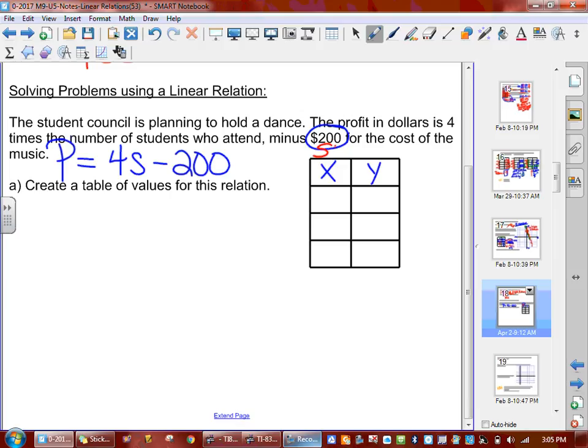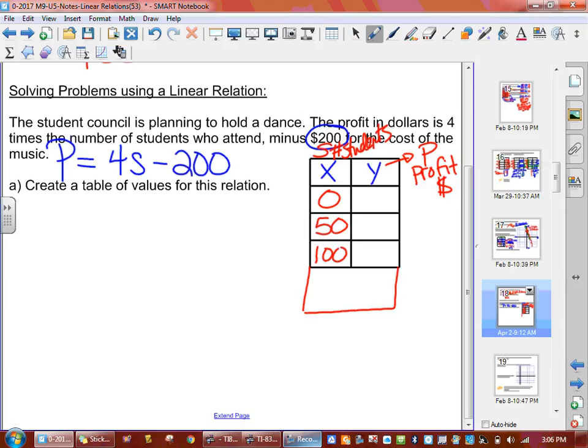So, if I want to create a relation for this, if X is the number of students, what if nobody comes? What do I have to pay? Well, $200. What if 50 people come? What do I have to pay? What if 100 people come? What do I have to pay? And then we're also going to do it for 2 more rows. We're going to go from 200, and then we're going to go 300. So it's not going to go up by the same amount. We're going to have to graph it.